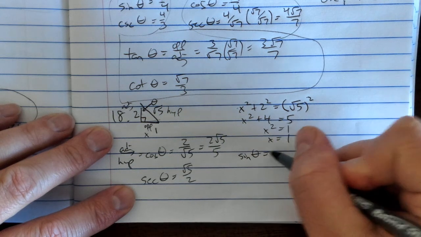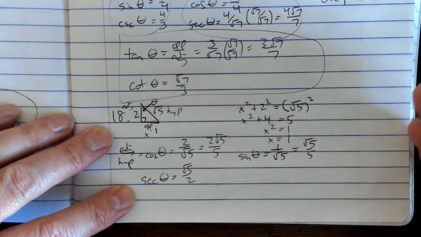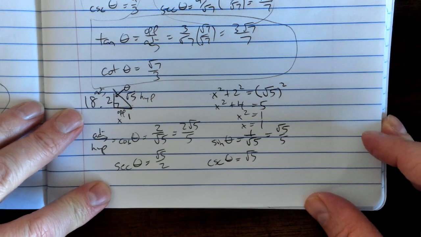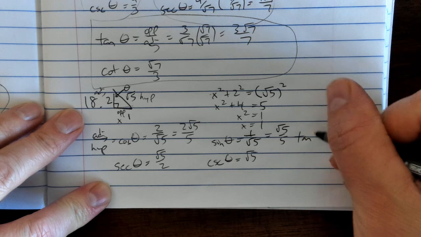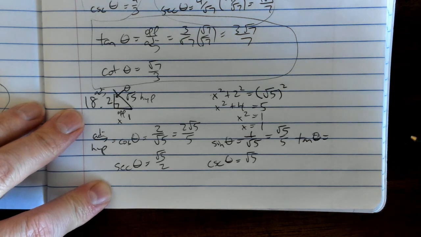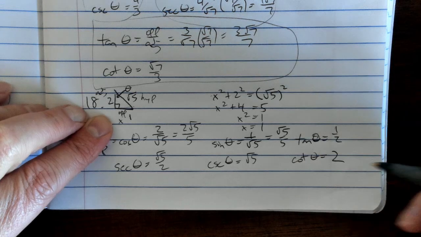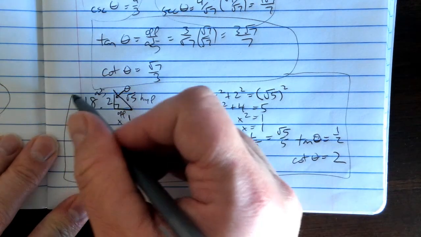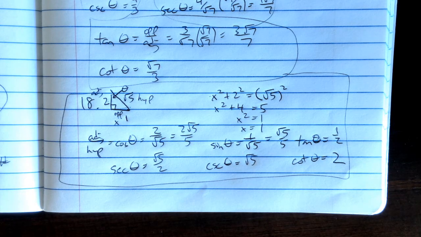So for sine theta, this would be the 1 over square root of 5. And so that turns into square root of 5 over 5. And then cosecant would be the reciprocal, so that's square root of 5 over 1, which is just square root of 5. Then for tangent, we know this is the opposite over the adjacent. And so this would be 1 over 2. So that means cotangent would be 2 over 1. On that one, I didn't really write anything extra, so make sure you have all that. The main idea is make sure you do your Pythagorean theorem. Okay, so that's 18.